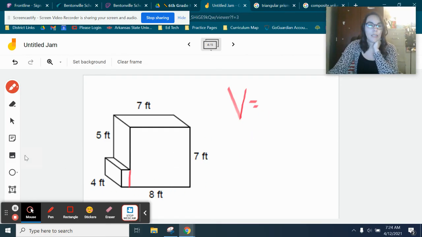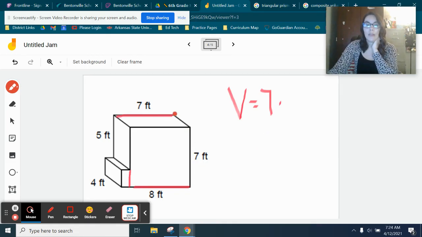Okay, so let's take a look at this. So we have to think our length here. It wouldn't be the whole 8 because the whole 8 would go all the way across. But I see this length here. So that tells me it's 7 because it's the same here, which would be the same here. So my length is 7.